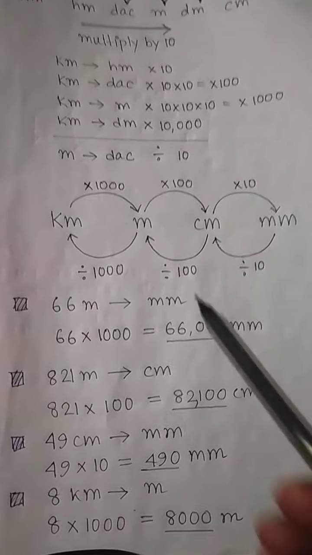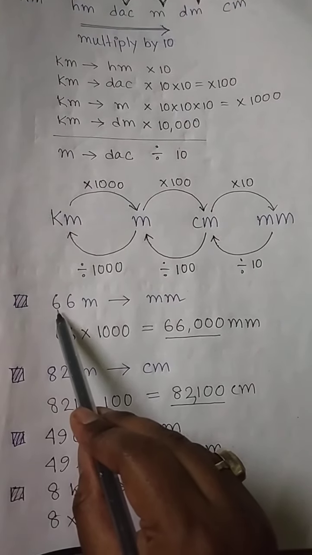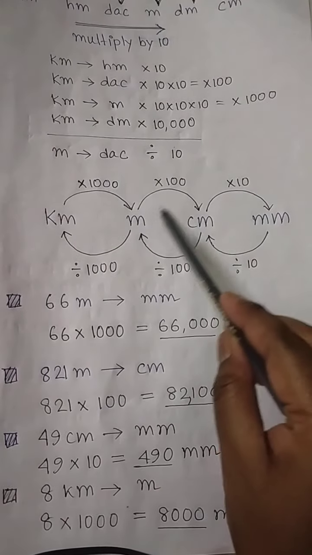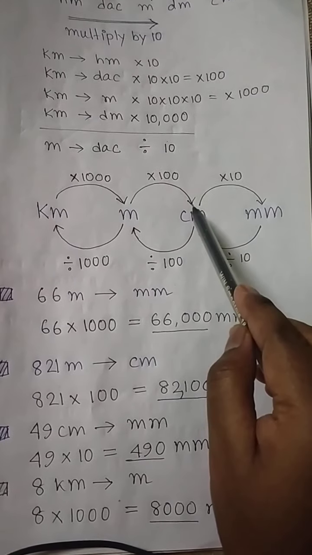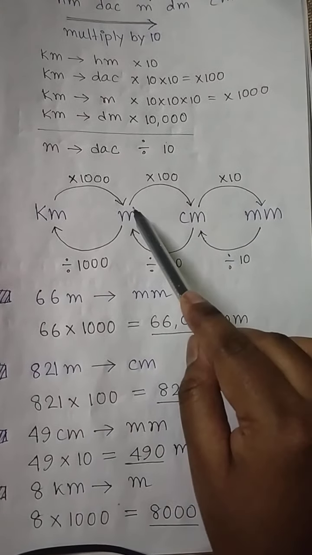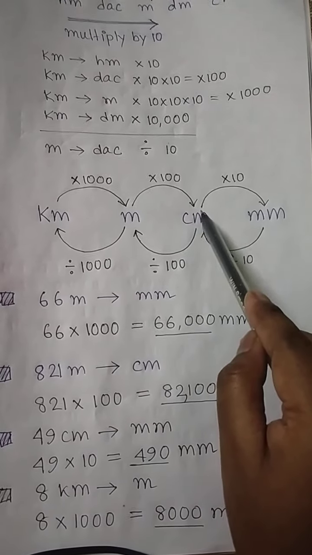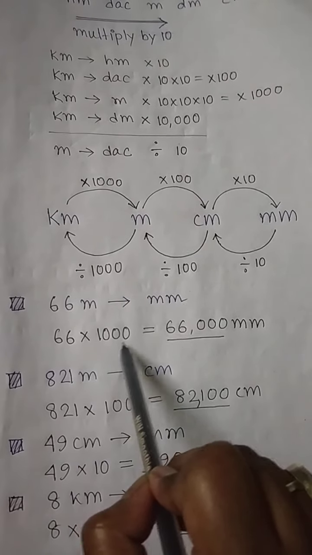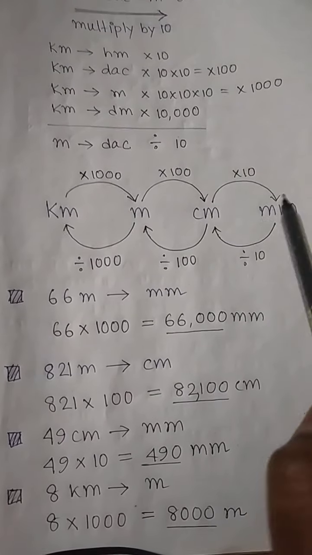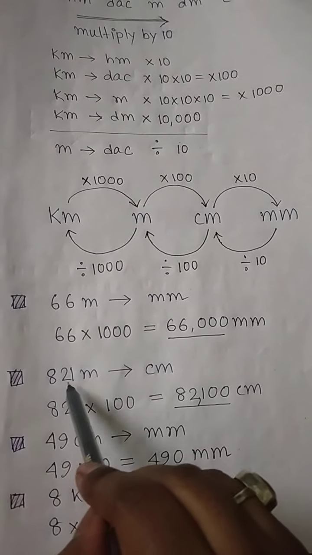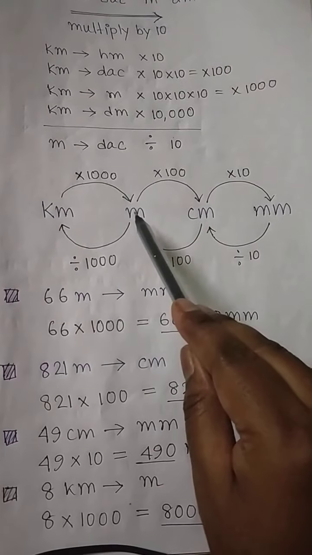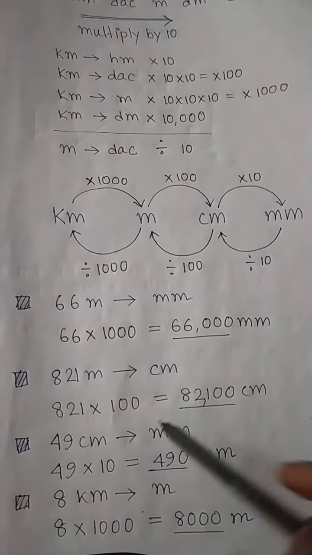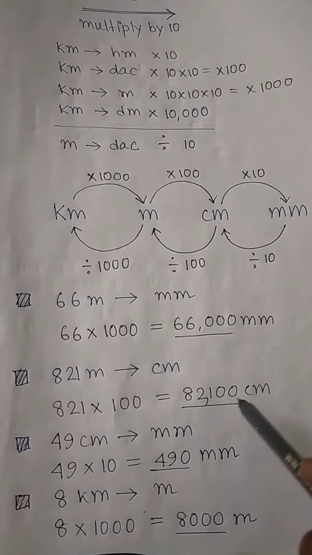Question number 1: convert 66 meter to millimeter. We have to jump twice, so 100 into 10 means 1000. We multiply 66 into 1000, that means 66,000 millimeter. Next question, 821 meter to centimeter. Meter to centimeter, only multiply with 100. So 821 into 100, 82,100 centimeter.